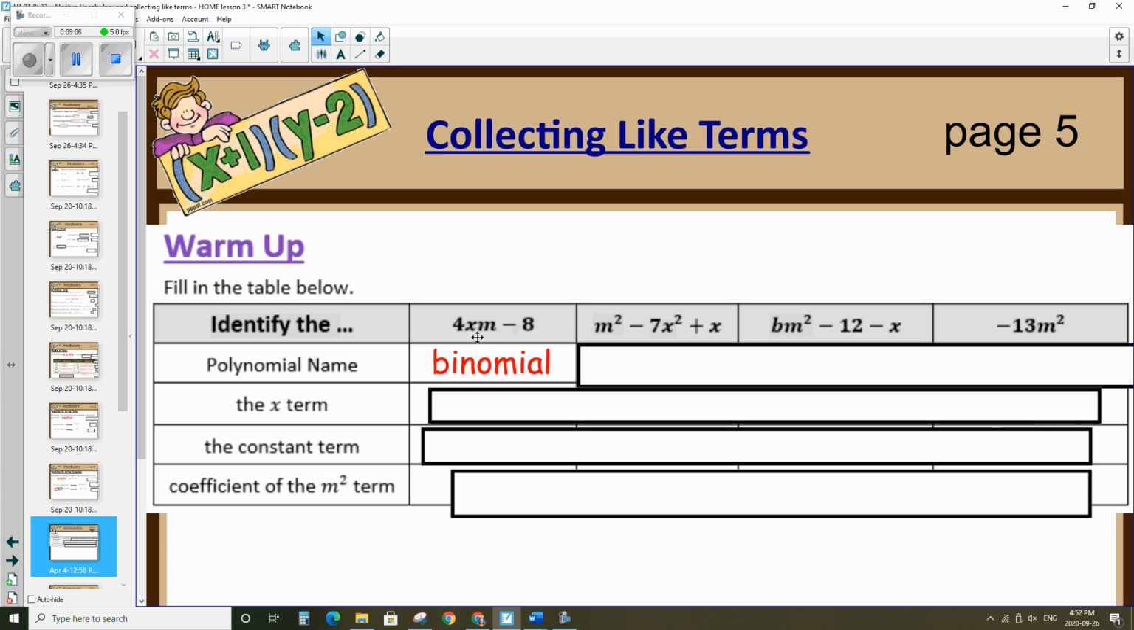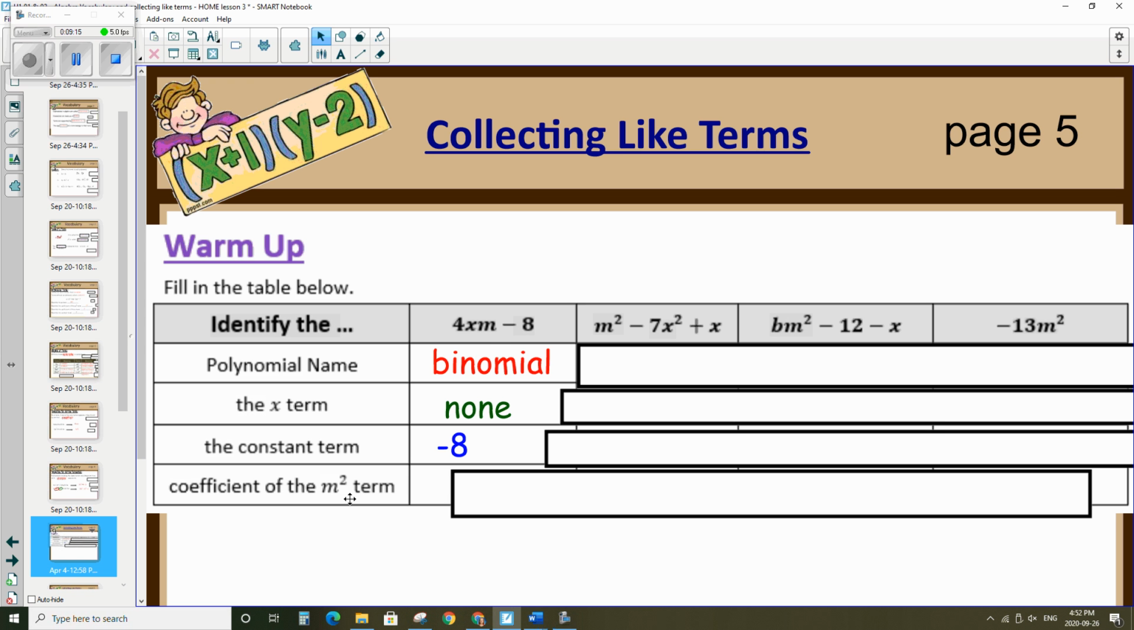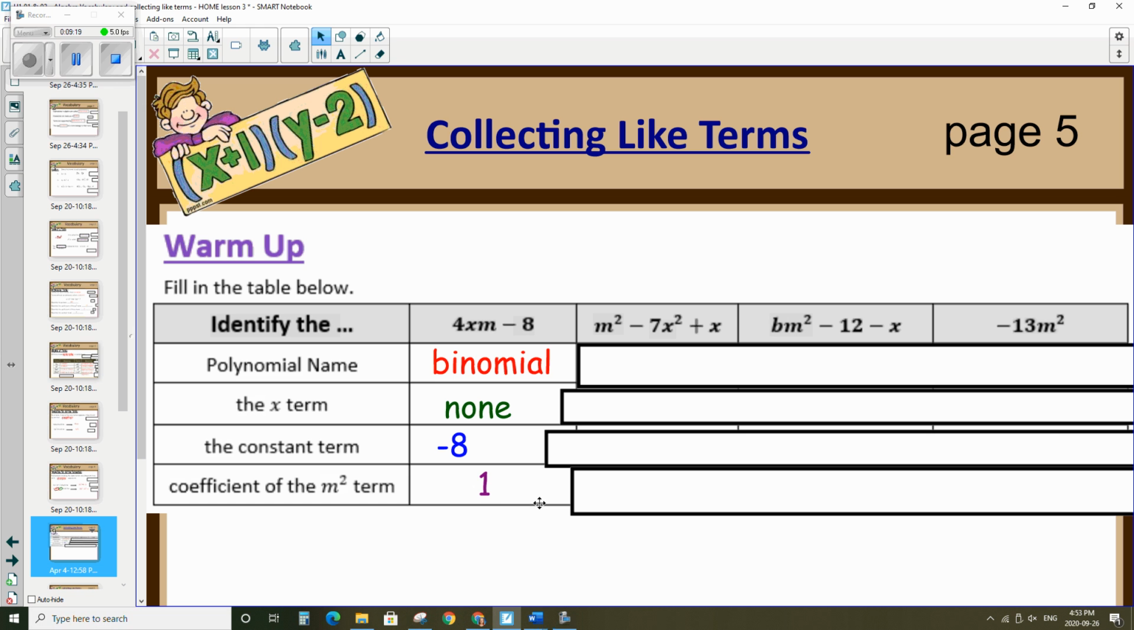X term means that it's a term with just the letter x. This one has an xm. So there is no x term. The constant term is -8, and the coefficient of the m squared term, again, there is no m squared term, so we're just going to say, why do I have 1 there? That is incorrect. We should say none.